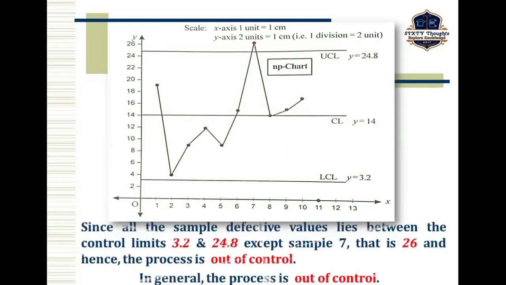Since all the sample defectives lie between the control limits 3.2 to 24.8 except sample 7, the process is out of control. Okay. So now I am going to write a general conclusion for both the P chart and NP chart. Clearly we know that the NP chart is out of control as well as the P chart is also out of control. Therefore the process is called out of control, right? I hope you are enjoying the session.